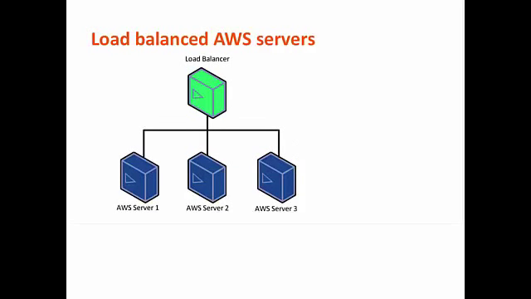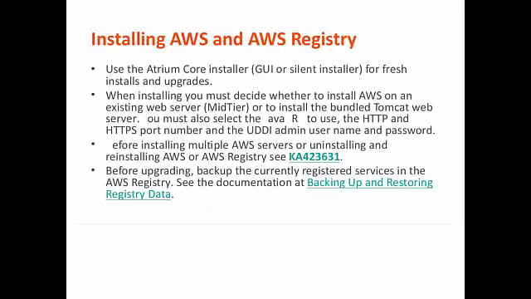And as I mentioned, you can load balance AWS servers. They're just a middle tier, just like the mid-tier. As a matter of fact, they're usually installed on the mid-tier. So you can have one or more AWS servers behind the load balancer. And that provides your availability and scalability.